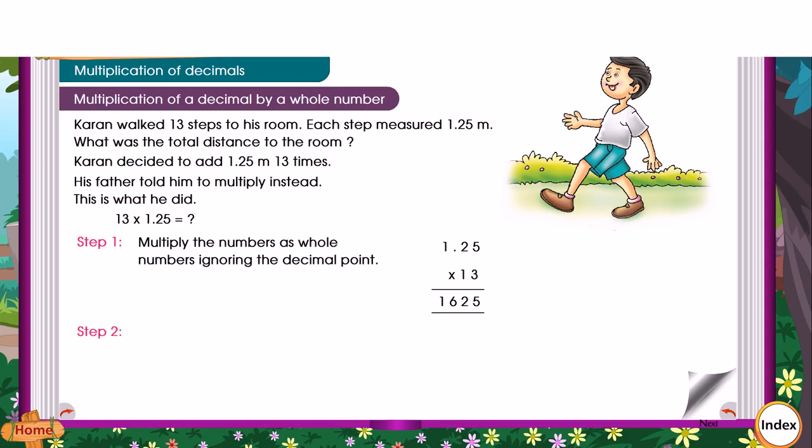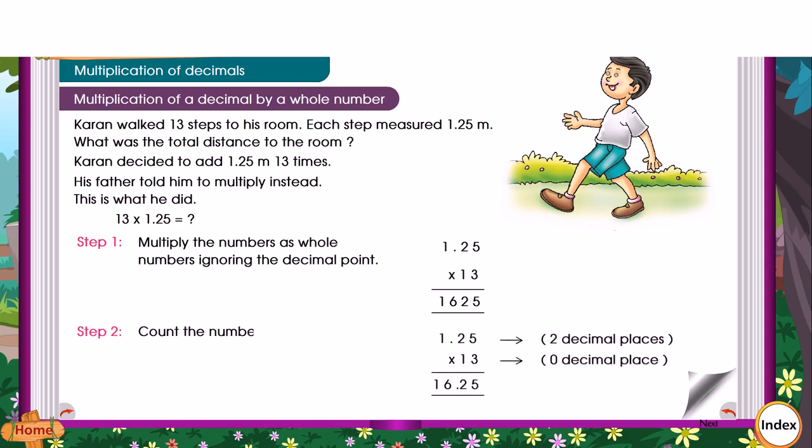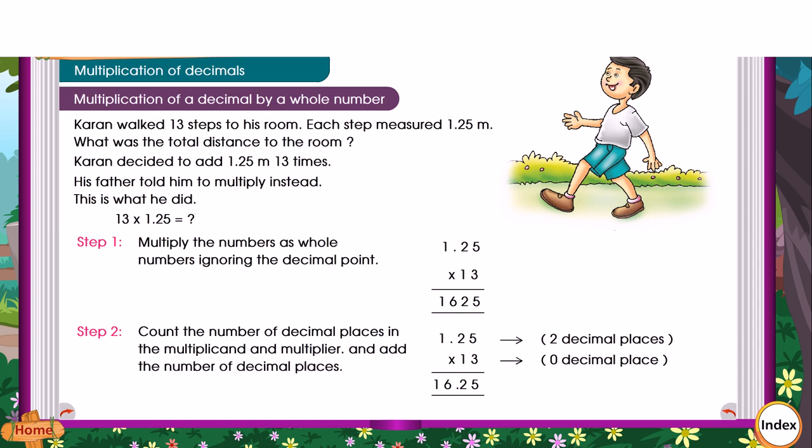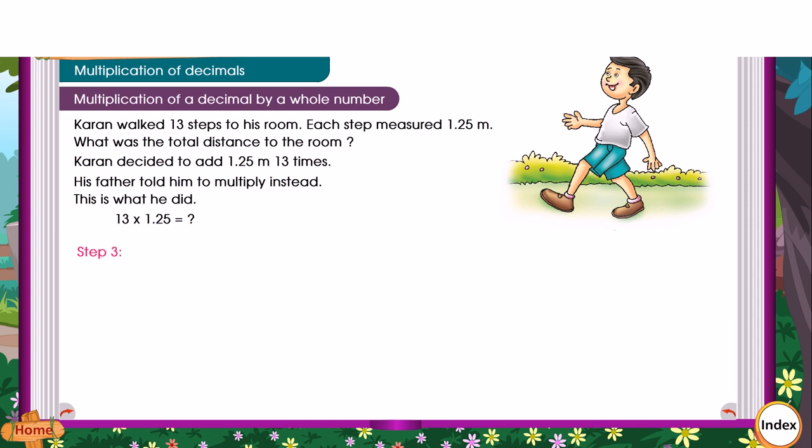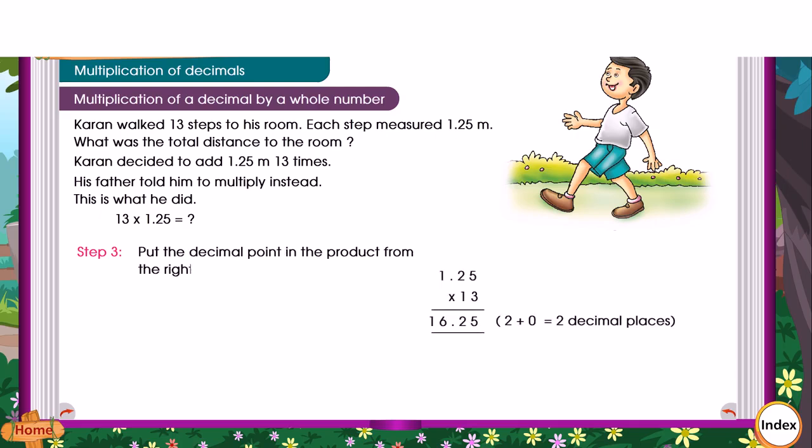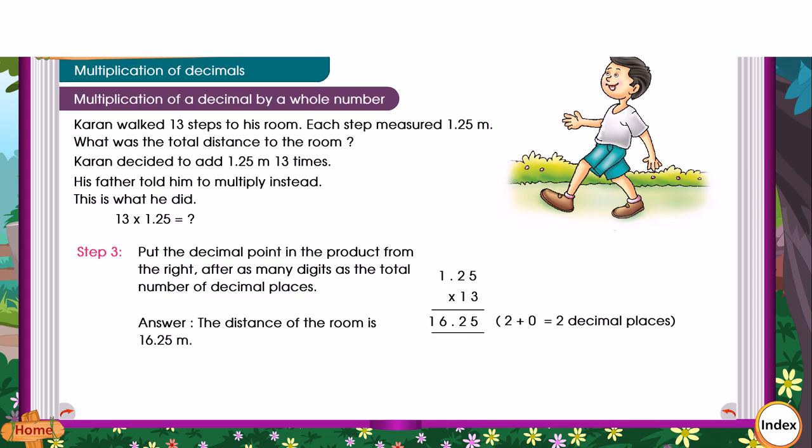Step 2. Count the number of decimal places in the multiplicand and multiplier and add the number of decimal places. Step 3. Put the decimal point in the product from the right, after as many digits as the total number of decimal places. Answer: the distance to the room is 16.25 meter.